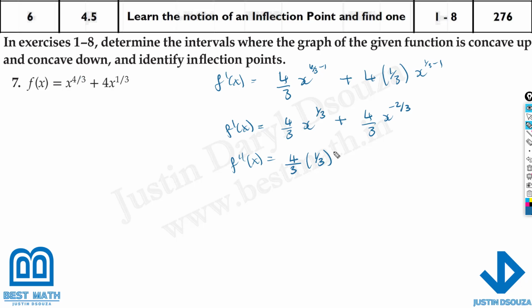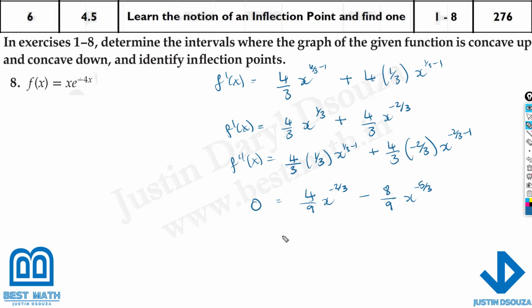I'll write 1/3 down, and now x power 1/3 minus 1 plus here 4/3 times minus 2/3, and over here you have minus 2/3 minus 1. So what's going to happen is it's going to be 4 by 9 here, x power minus 2/3, plus here it's going to be 8 by 9, minus 8 by 9. Let me just change the sign. 8 by 9 x, it's going to be minus 5 by 3. So this is all equal to 0.